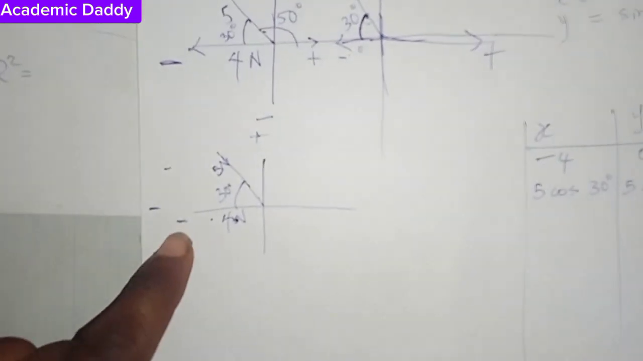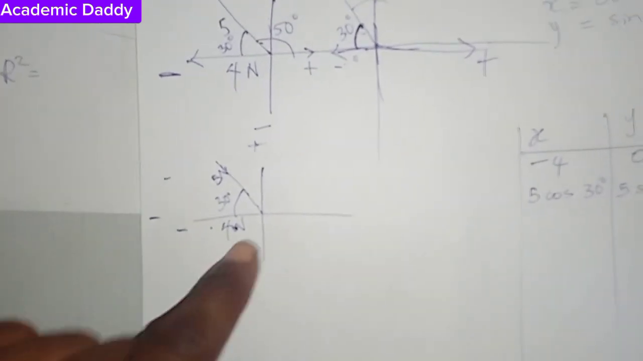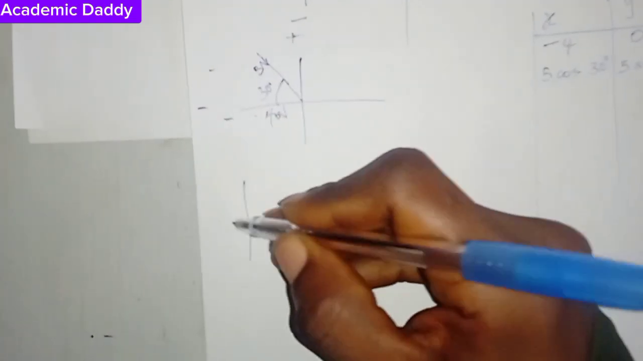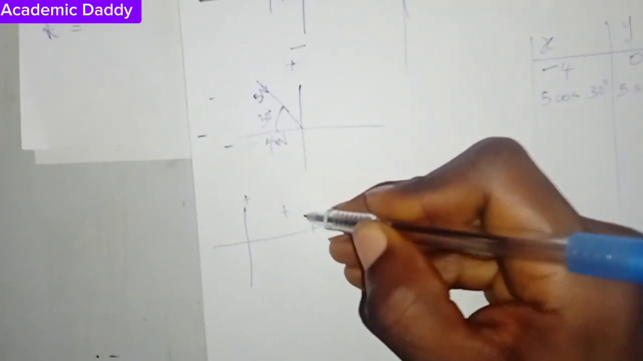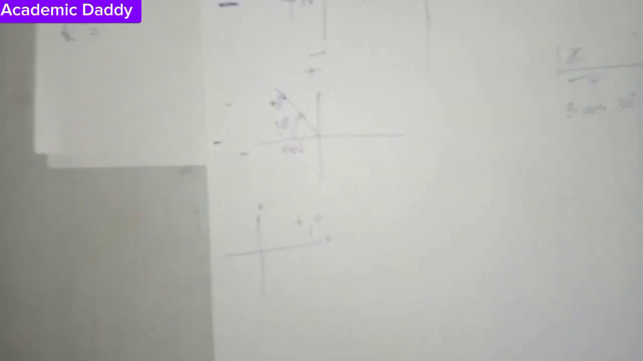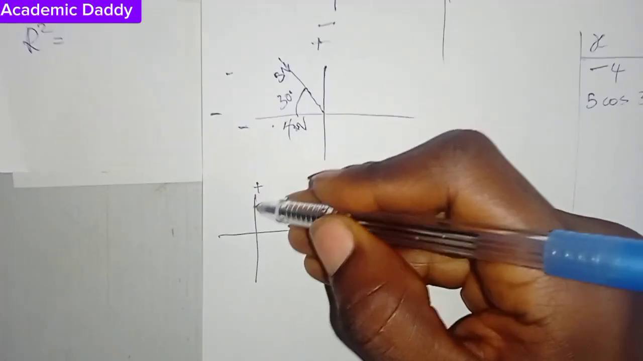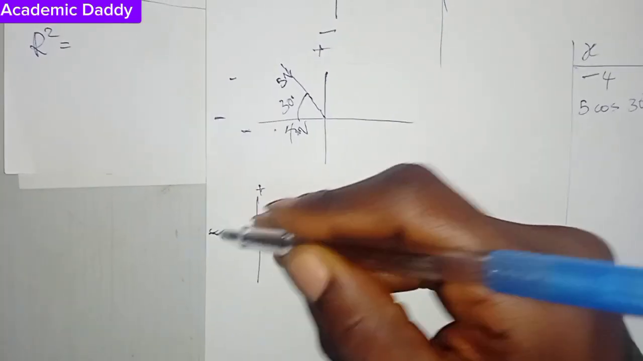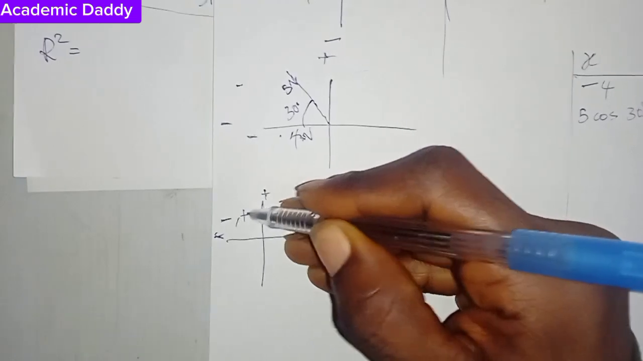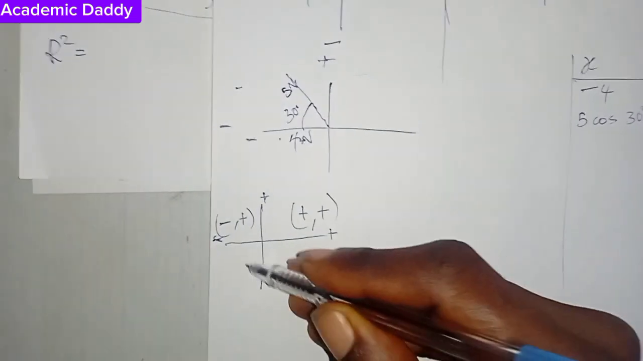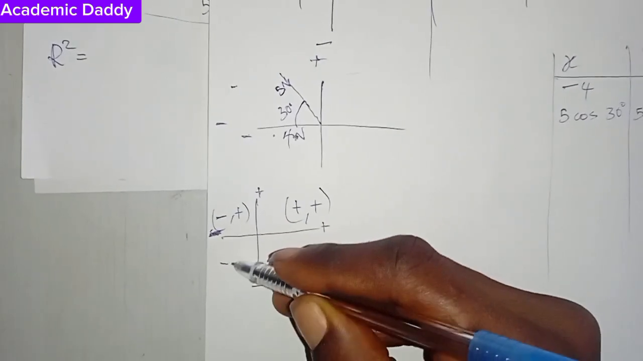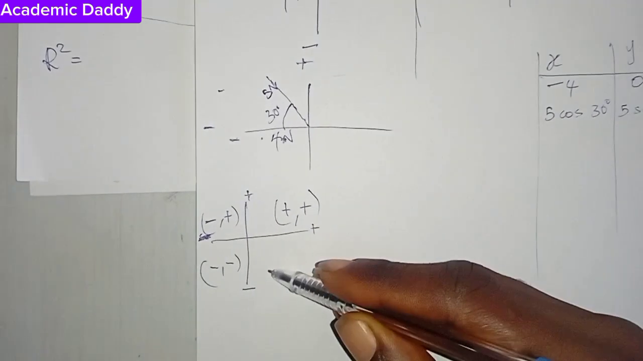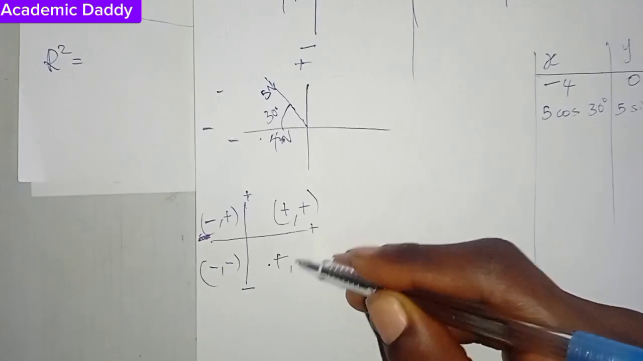Remember, it has nothing to do with 4, because 4 already has minus because it's on the side of x. See what I mean? Here is plus, which means that x here is plus, y here is plus. Here is plus minus, which means that here x is minus, y is plus. Here is minus, here is minus, which means that x here is minus, y here is minus. Here x is plus, y is minus.